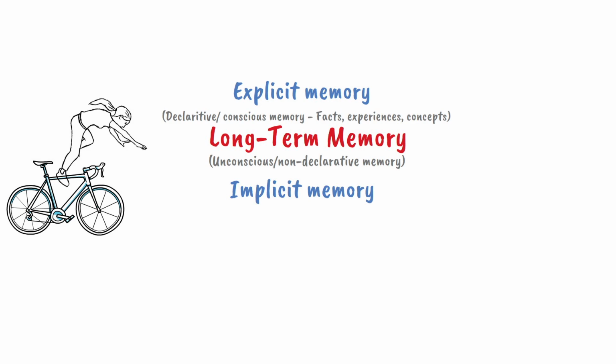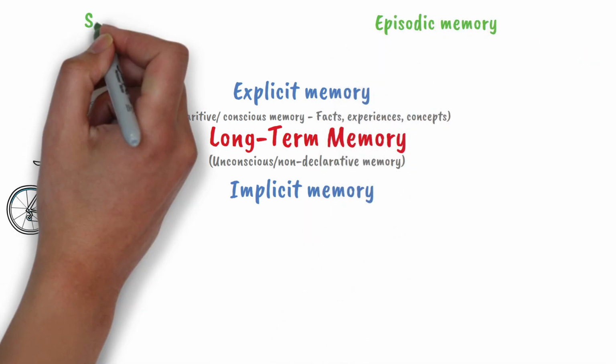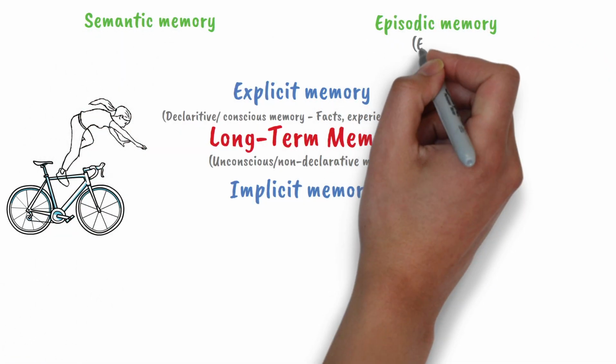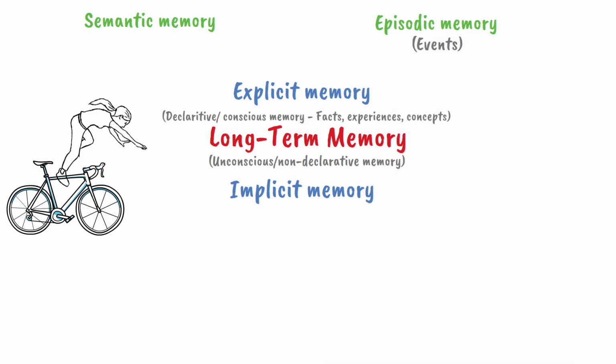Explicit memory has two subdomains called episodic memory and semantic memory. Episodic memory is events-based. It's the specific personal experience from a particular time and place. Semantic memory, on the other hand, is facts-based. It's focused on general knowledge about the world.